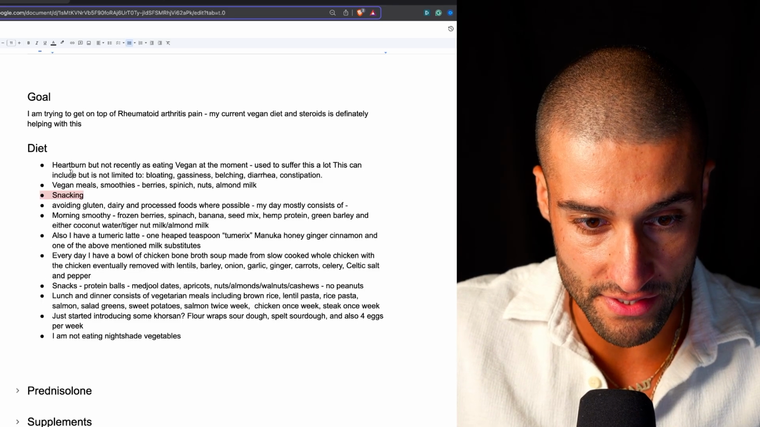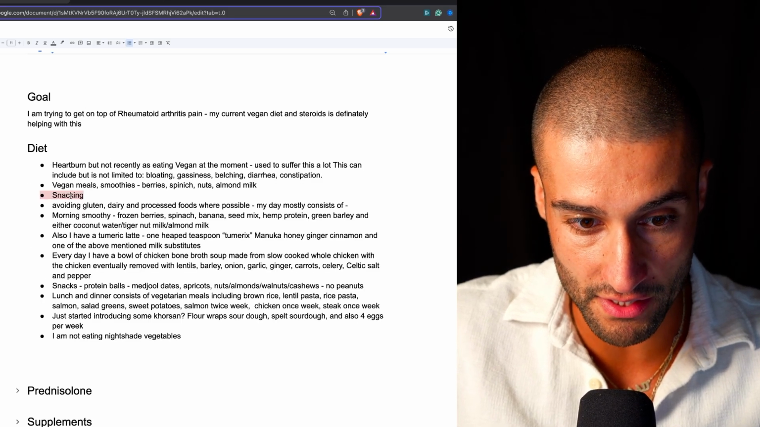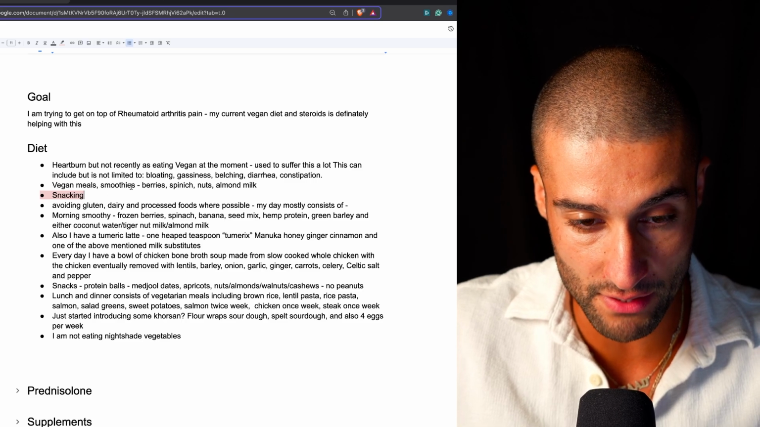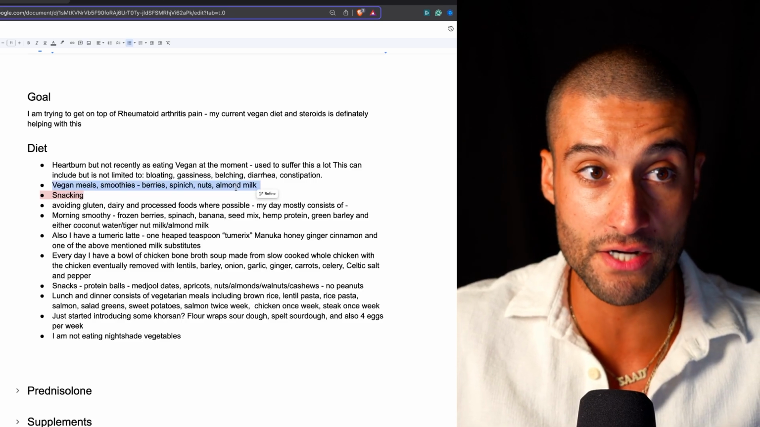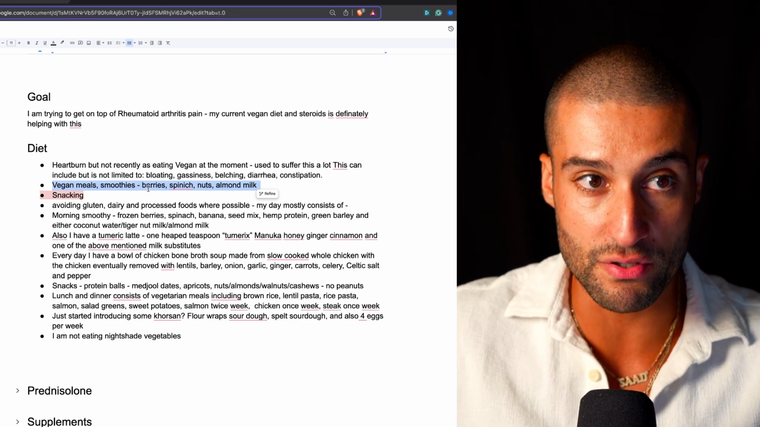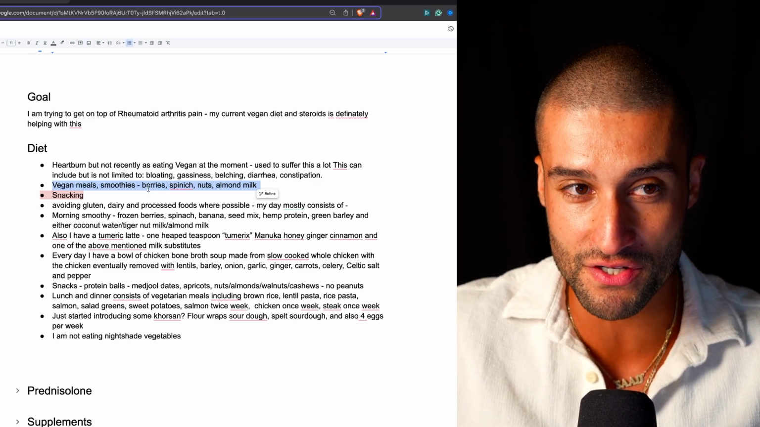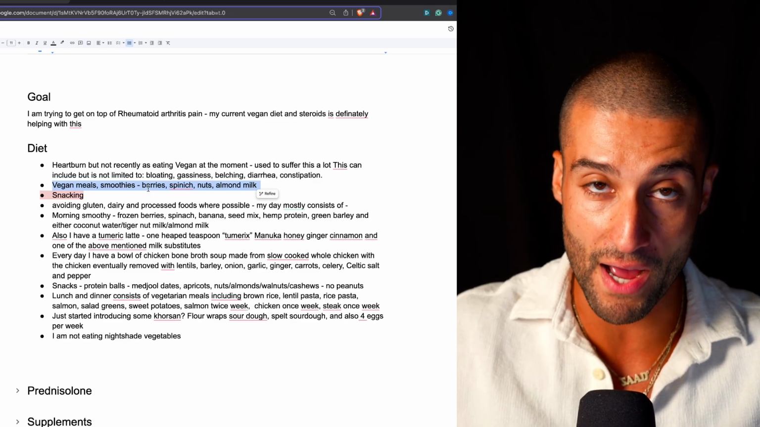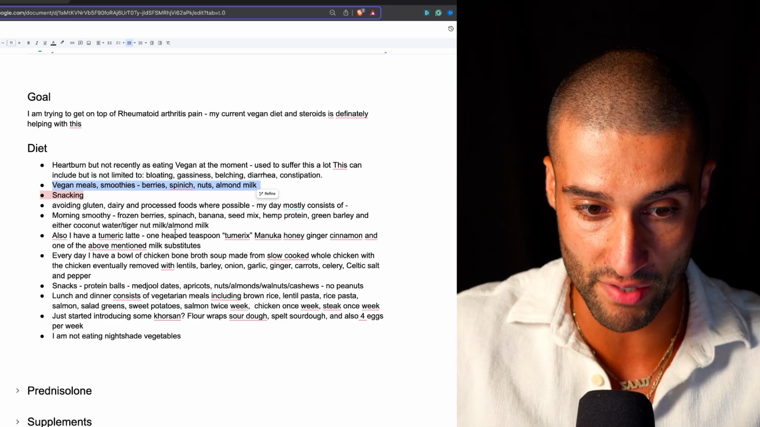If we go to his diet, we are seeing snacking. I identified that as a red flag, which I'll explain later. And we're seeing actually a plant-based approach here. Vegan meals is the predominant source of nutrition for this client, and that was actually recommended by the naturopath. And so I'm going to untangle that a bit later.